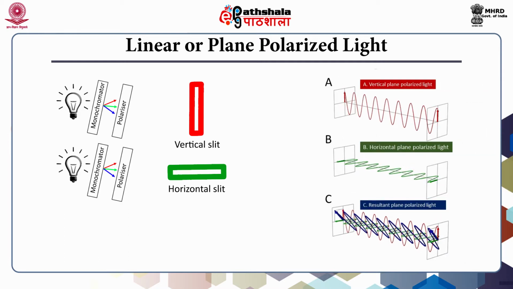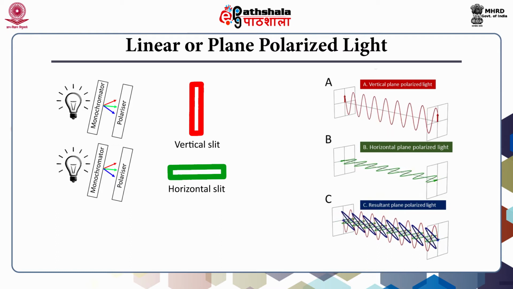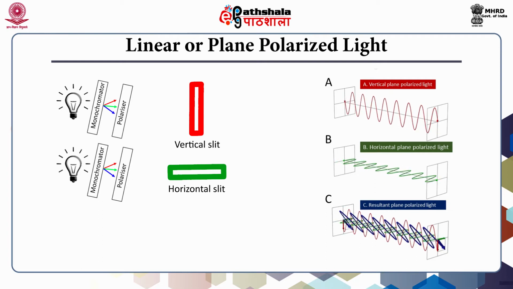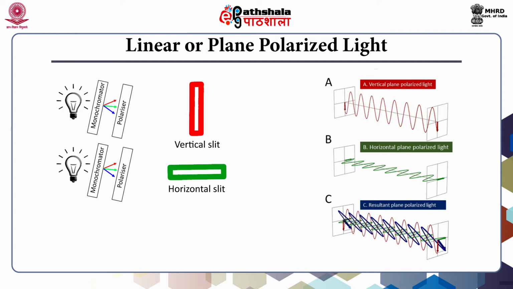Panel A on the top is the light which has passed through the vertical slit and is now propagating from left side to right side. So this is a typical sinusoidal wave. Similarly, we have a second wave whose oscillation plane is horizontal. Similarly, we can produce light oscillating in any direction.